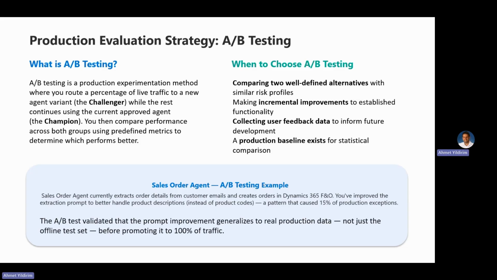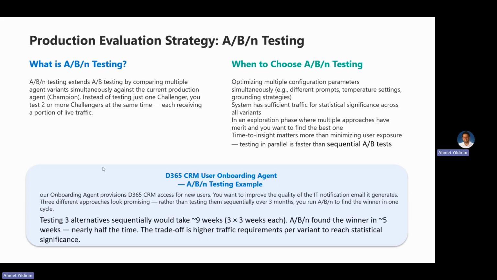Now, we will look at what changes when you have more than one promising challenger at the same time in ABN testing. ABN testing extends A/B testing by comparing multiple agent variants simultaneously. Instead of testing just one challenger against the champion, now we are testing two or more challengers at the same time, each receiving a portion of the live traffic. Choose ABN when you are optimizing multiple configuration parameters, different prompts, maybe temperature settings or grounding strategies. You need sufficient traffic for statistical significance across all variants.